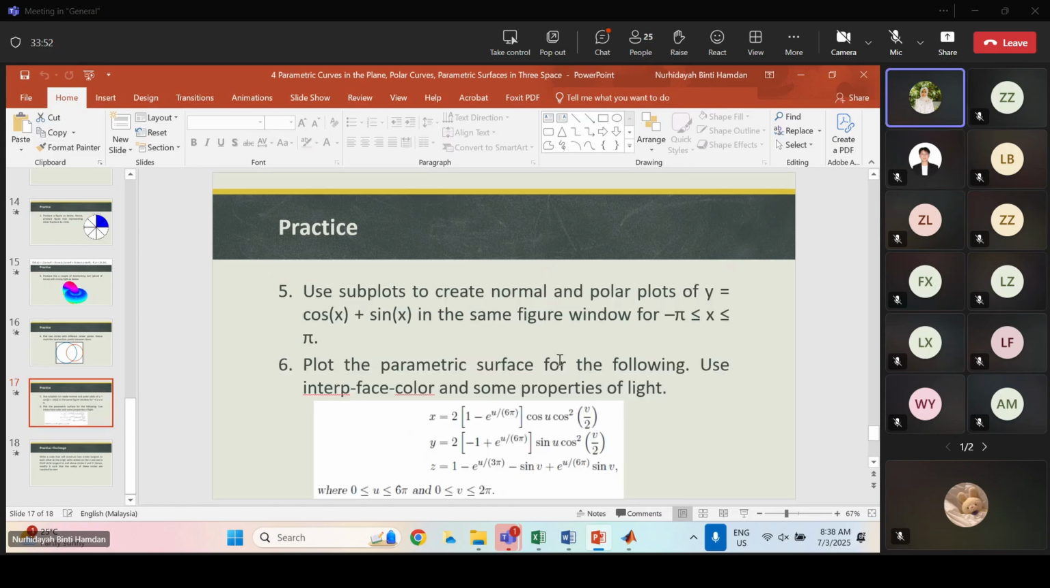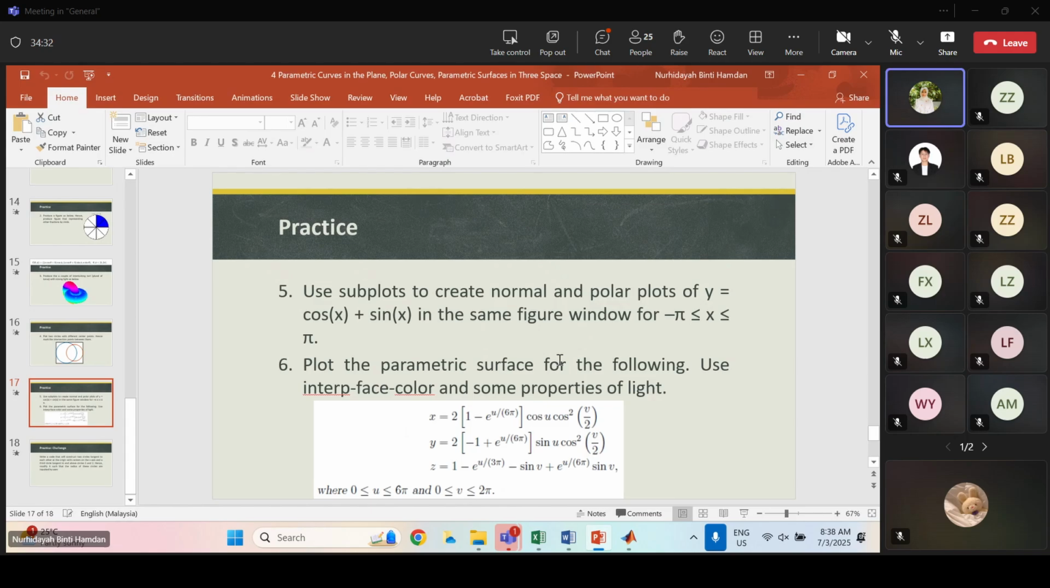So question 5. Use subplot to create a normal and a polar plot of y equals cosine x plus sine x in the same figure window, where x is between negative pi and pi. We have a subplot: first is normal, second is polar plot, so we have to do it side by side. This one is quite straightforward. You just create a linear space from negative pi to pi, then put x and y, then use subplot.